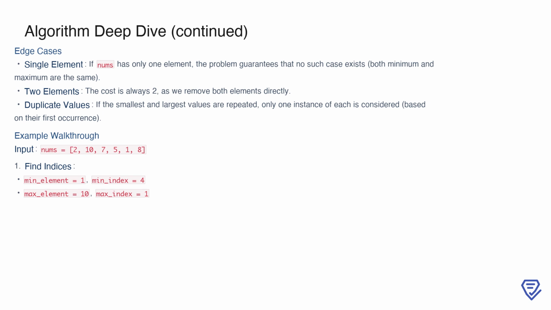Let's apply this to an example with the input array 2, 10, 7, 5, 1, 8. Here, the smallest element is 1, found at index 4, and the largest element is 10, found at index 1. These indices will guide our cost calculations in the next step.